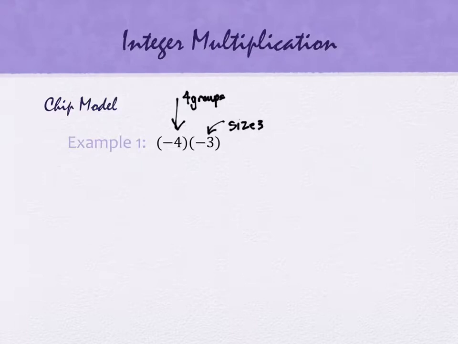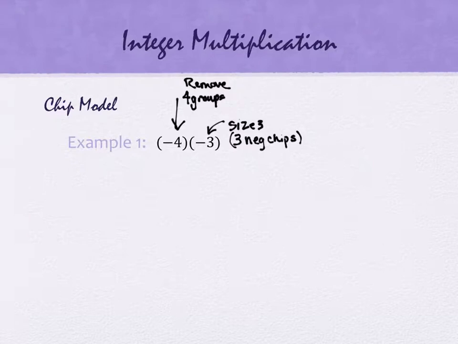And also, one of them needs to say that you're removing, in particular, you're going to remove the 4 groups. And the size 3 is actually meaning that I have 3 negative chips, because there's a negative on the 3. Does that make sense to everybody? So one of the negatives means remove, the other negative means that I'm removing negative chips. That's what my 2 negatives mean, removing and chips that are negative.